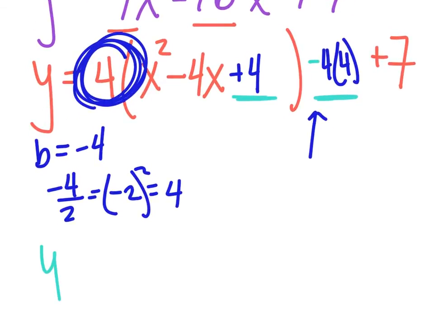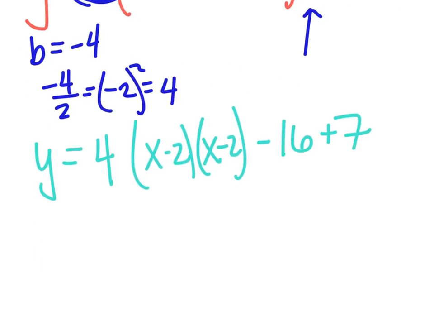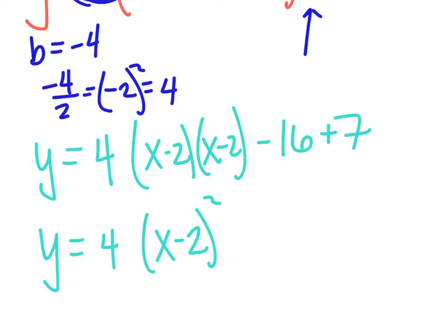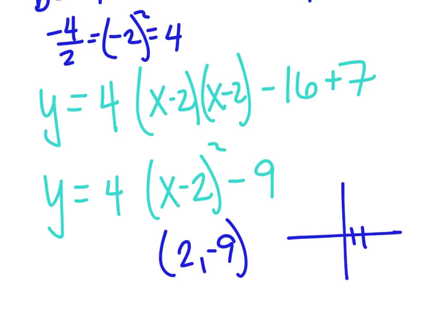So I'm going to keep rewriting. So I get y equals 4, okay, this is going to be (x minus 2) times (x minus 2), minus 16 plus 7. So I'm going to say y equals 4 times (x minus 2) with a multiplicity of 2, minus 9. So again, I have a vertex at (2, -9). So if they ask me to sketch it, (2, -9), and we've got our parabola. So again, this 4 is going to have an effect on the graph, and like I said, I'll talk about that in just a moment.